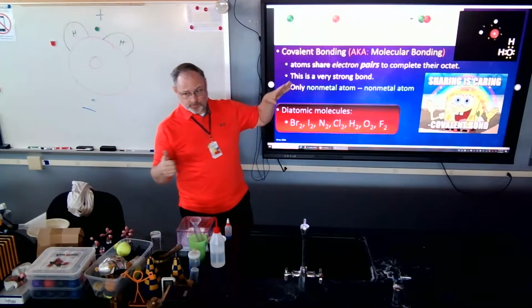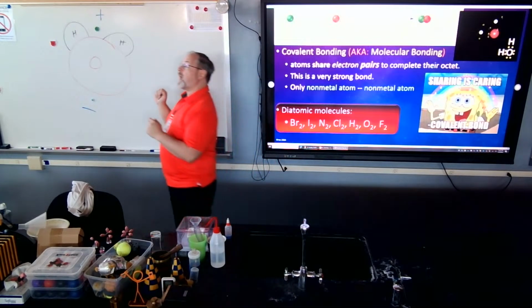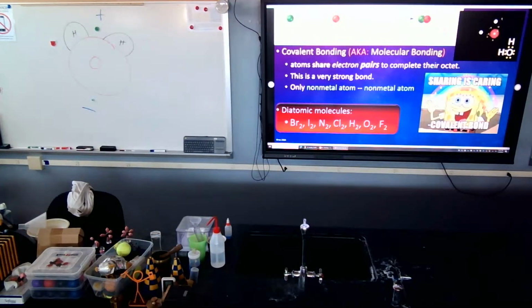Question: does it only happen in that top row? No, it only happens in the nonmetals. So when you go aluminum, silicon, germanium down here, you don't do that. You only do covalent bonding in this kind of triangle from carbon, phosphorus, selenium, iodine up to fluorine. So imagine that triangle right there. That's where you do the covalent bonding, and hydrogen up there too.